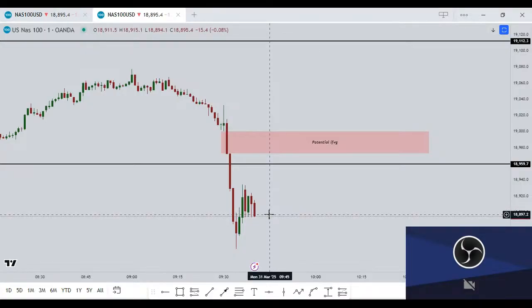You need to wait. So patience is like 80% when it comes to taking a trade setup. When you open the chart, you don't need to rush.